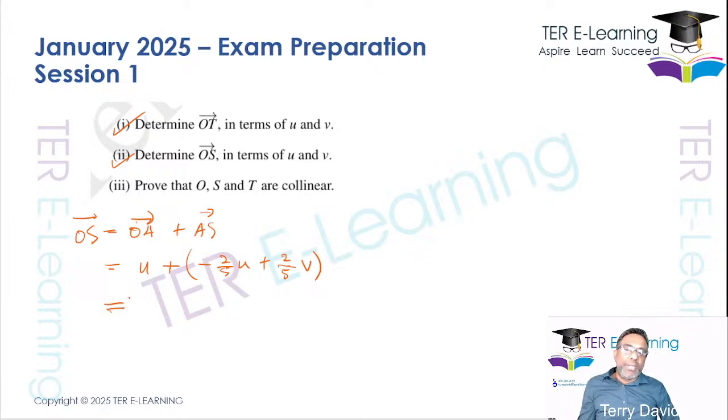So this is going to be 1 minus, or U minus 2/5 U, is going to give me 3/5 U, plus 2/5 V. So that's my vector OS here. I hope that's making some kind of sense. If you're not sure about it, like I said, look back at the video.